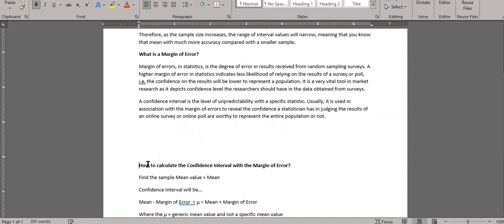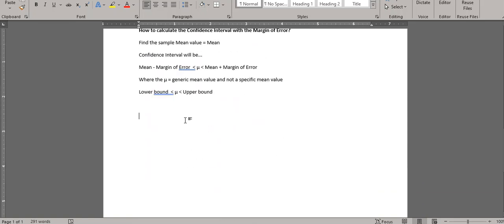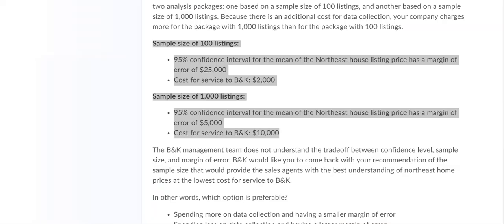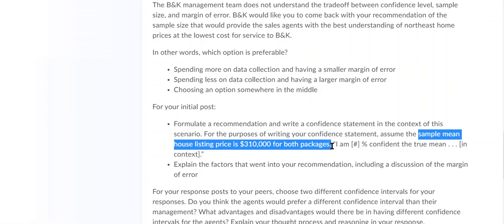And so we talked about how to calculate the confidence interval. So here's the two different options: the one with the sample size of 100 listings, and then another one with the sample size of 1,000 listings. And remember that in the problem it said the sample mean is 310,000 for both packages.